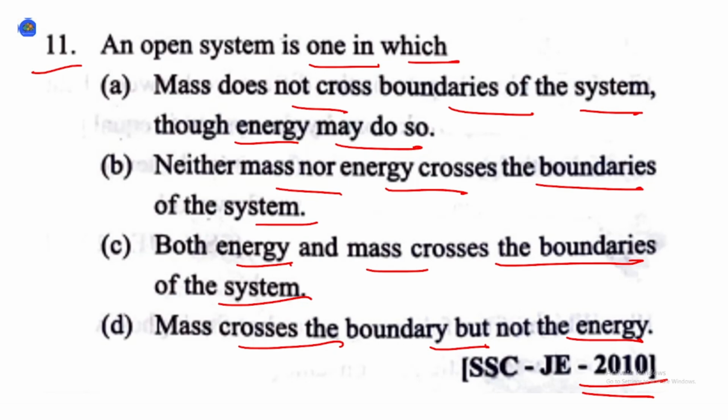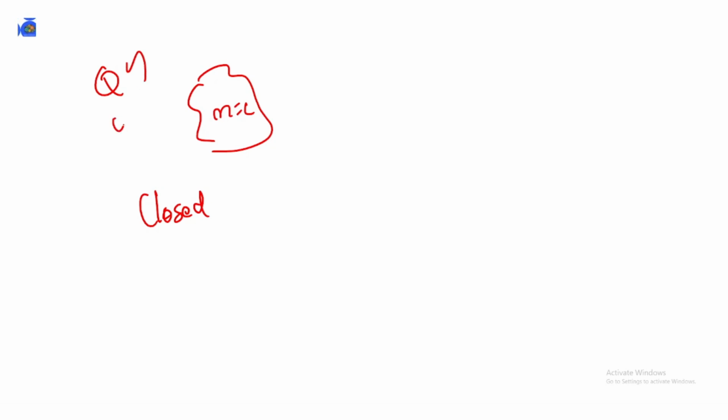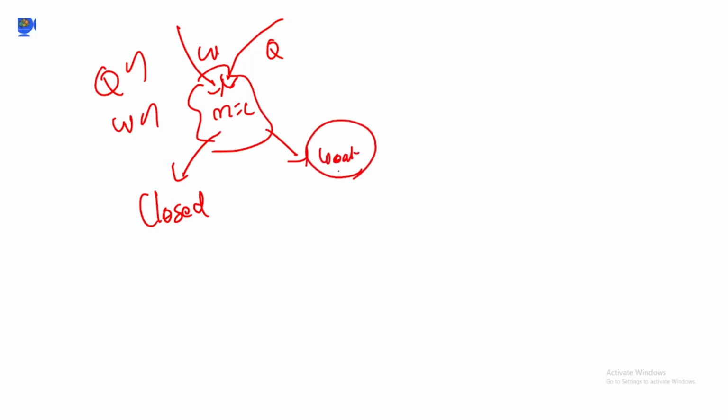See, the thing is, a closed system is the one where mass remains constant. Both heat interaction and work interaction can take place. Either heat can flow into the system or it can flow out of the system. Similarly, work can flow into the system or it can flow out of the system. So this is called work done by the system and this is called work done on the system. So this is related to closed system, but the question is related to open system.